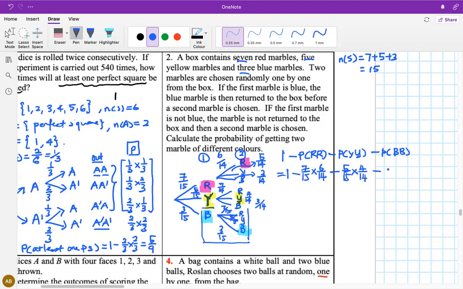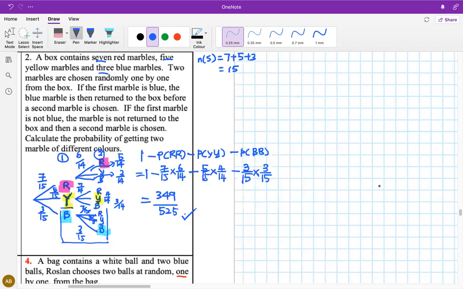Then lastly, blue color. If you take out blue, you still return back. So therefore, it also still remains 3/15. So you can use your calculator to get the answer, right? So you get 1 minus 7/15 times 6/14 minus 5/15 times 4/14, then minus 3/15 square. Okay, so you get this value, that is 349/525. So this is your answer.